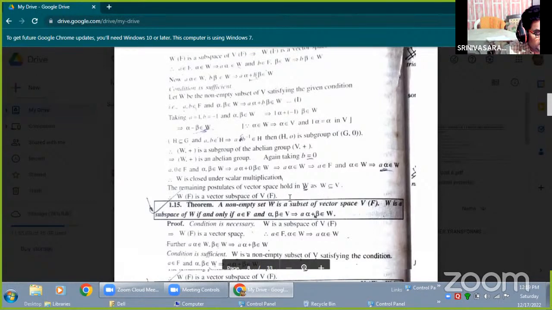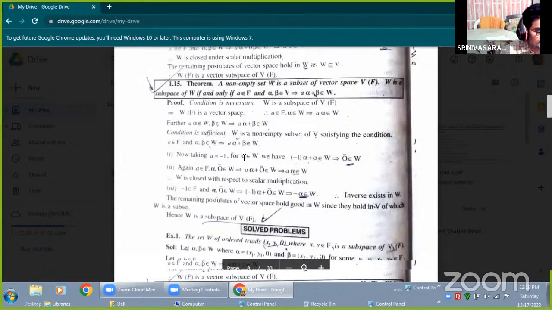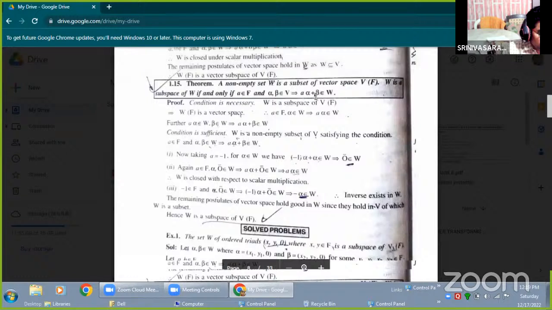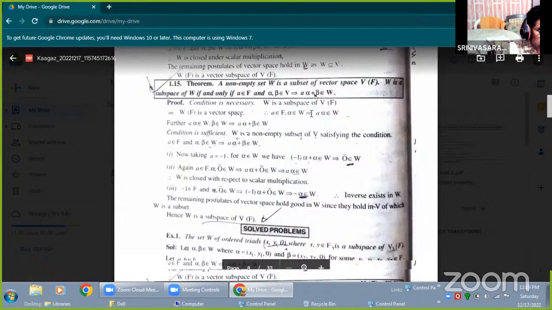Therefore, W of F is a vector subspace. Okay, now that's enough. This is the direct condition, and this is the B equal to 1 case. Now the condition a alpha plus b beta belongs to W also satisfies the subspace. This is also a necessary and sufficient condition for a subspace of a vector space.